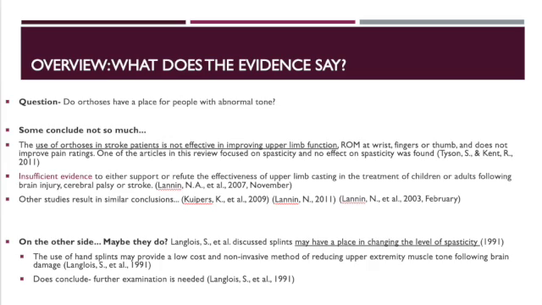On the other side, an article done by Langolis discussed how splints may have a place in changing the level of spasticity and how they provided a low-cost and non-invasive method for reducing upper extremity muscle tone following brain damage. Additionally, for reducing spasticity, a systematic review found low strength of evidence for the use of static and dynamic splinting and strong strength of evidence for the use of stretching devices. This will be covered more in later slides.